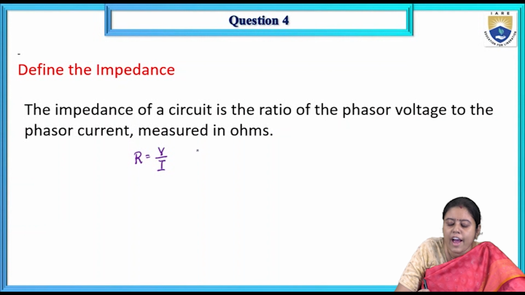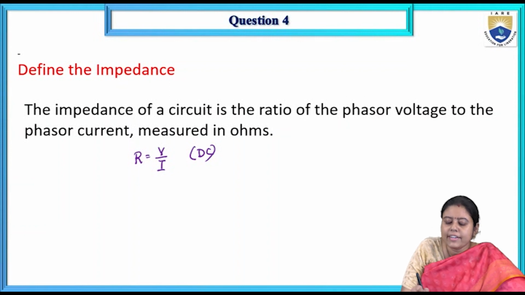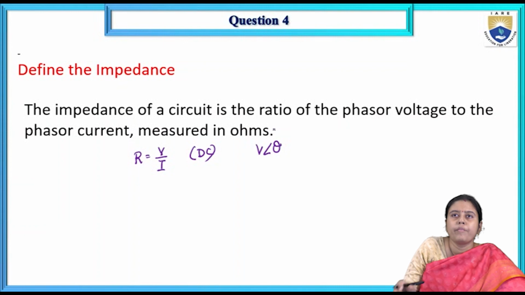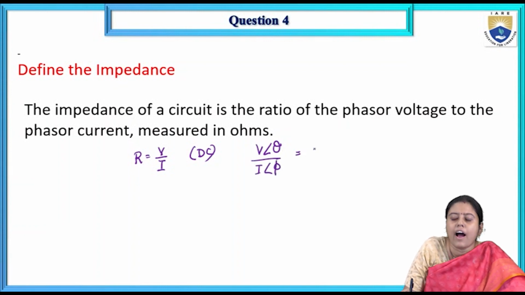But this is only applicable for direct current or DC. But what happens if we apply AC? At that time the phasor voltage, meaning V at an angle theta, where phasor means magnitude as well as the angle, by I at an angle phi. This is not R. This is Z.